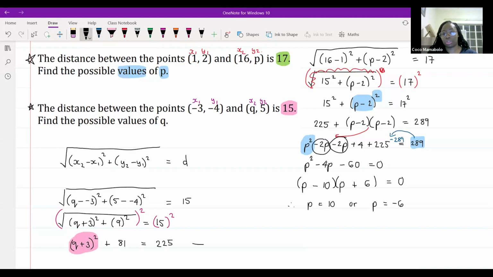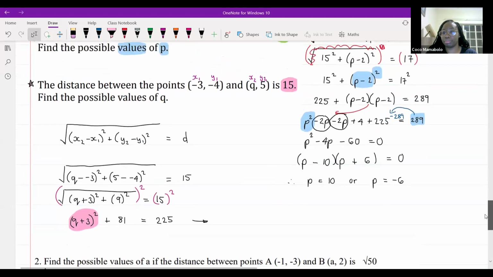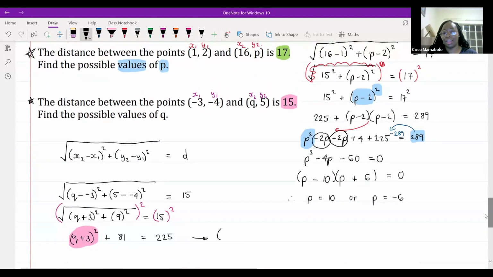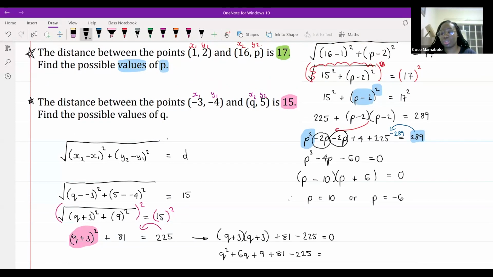So I'm going to end up with, I'm just going to continue over here because I'm going to run out of space. Okay, so we're going to go q plus 3 times q plus 3 plus 81. And then I'm going to bring this 225 over to the other side. And I'm going to say minus 81, minus 225 is equal to 0. Right, now if I do a little FOIL, I'm going to get q squared plus 3q plus 3q will give me 6q plus 9 plus 81 minus 225 is equal to 0.